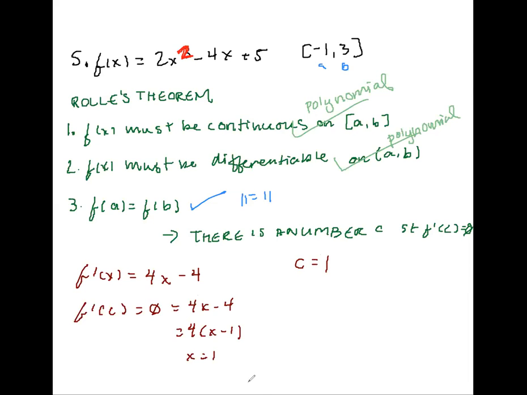And we only have one instance where this is the case. So I believe that's just what they wanted us to find. Find all numbers c that satisfy the conclusion of Rolle's theorem, which is there is a number c such that the derivative of c is equal to 0. And that is what we found.